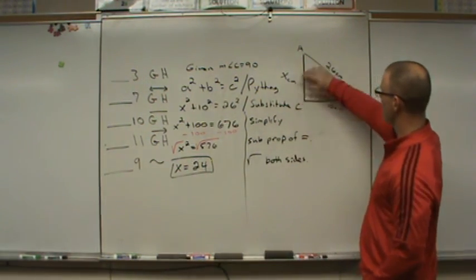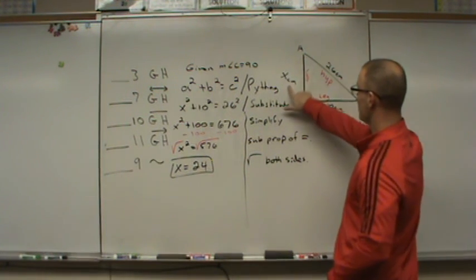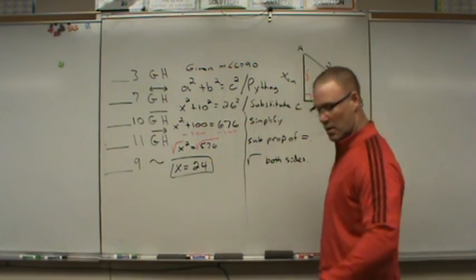X is 24. Is that a reasonable value? Well, the hypotenuse is 26. This side is less than 26. It's 24. The answer is reasonable.